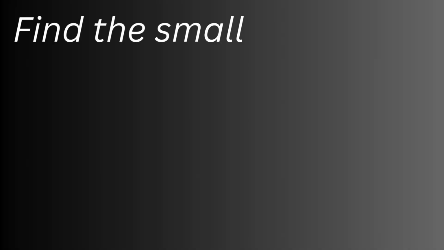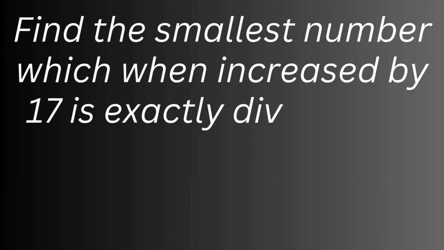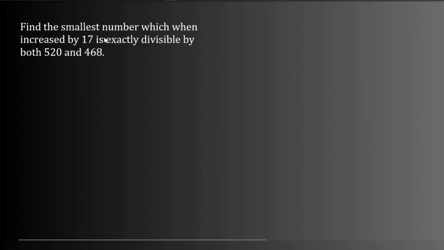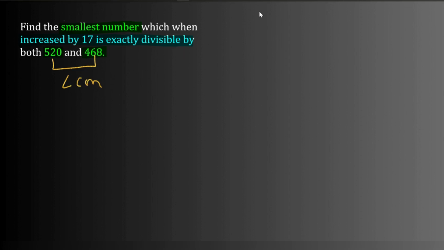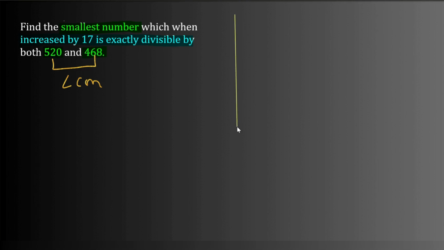The question here is to find the smallest number which, when increased by 17, is exactly divisible by 520 and 468. For this, we can ignore the part about increasing by 17. So we have to look for the smallest number which is exactly divisible by these two numbers. Therefore, we are going to find the LCM, the lowest common multiple, in this case. We are going to use the prime factorization method for finding the LCM.